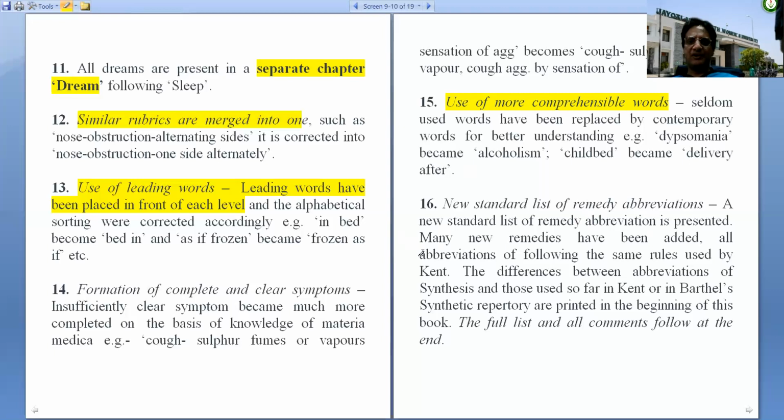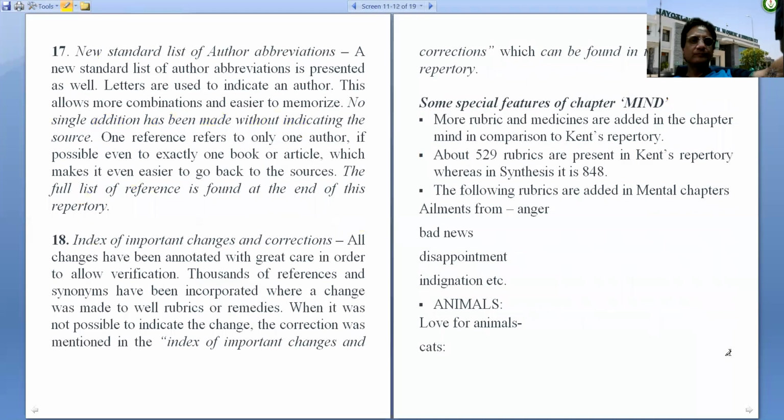Many new remedies have been added. All the abbreviations follow the same rules used by Kent. So a standardized list of abbreviations has been given in this repertory. Then a new standard list of author abbreviations is also given. Then an index of important changes and corrections has been added. All changes have been annotated with great care in order to allow verification.